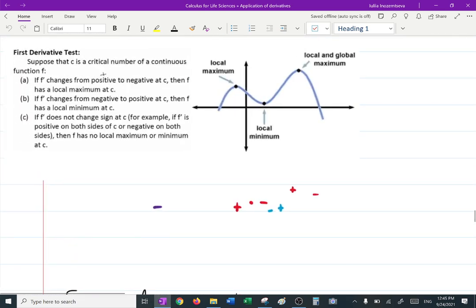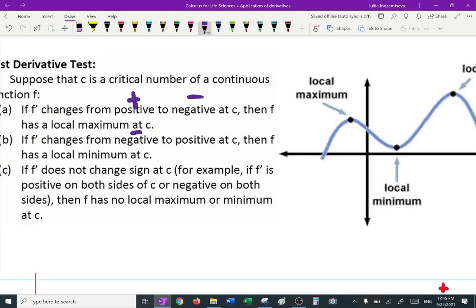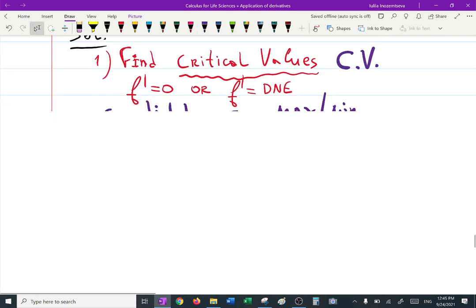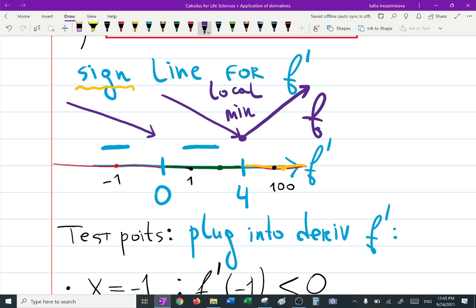So some professors force you to remember, from plus to minus, it's a maximum. From minus to plus, it's a minimum. Too much to memorize. Visually, it just makes sense. Going down and going up, that is a minimum. Right? Maybe it's the smallest minimum, then it's a global minimum. In this case, we don't know, so let's call it local. It's a local minimum.